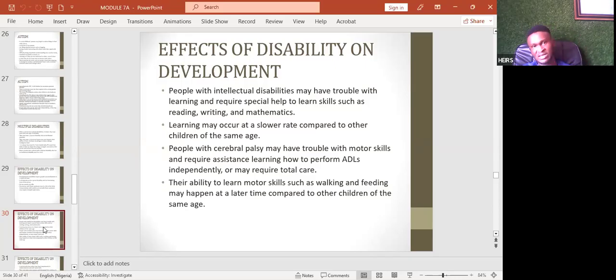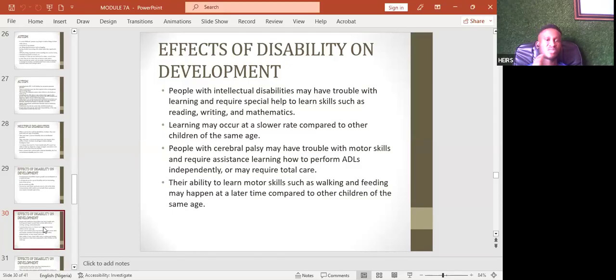Now, for better understanding, let me go back again and categorize it properly. Effects of disability on development. Number one, people with intellectual disabilities have what? Trouble with learning. Then they may require special treatment or special help in learning skills such as reading, writing, or mathematics. And their learning will be quite slower than a child of the same age group. Now, the effect of disability on development pertaining to cerebral palsy.